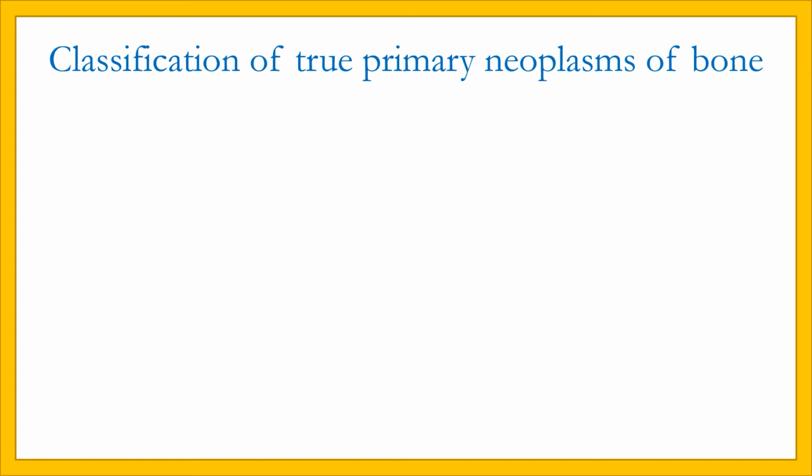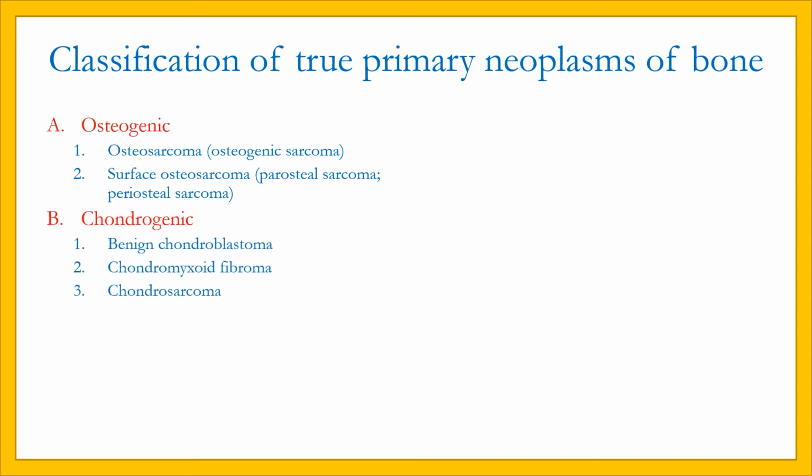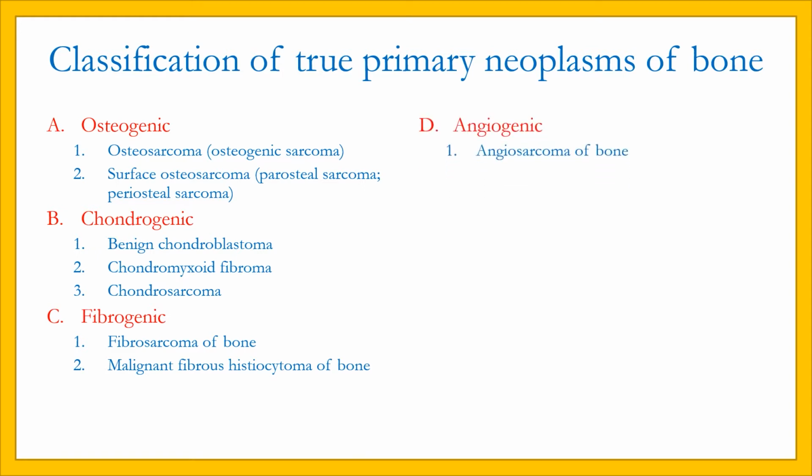Classification of true primary neoplasms of bone. A. Osteogenic: 1. Osteosarcoma or osteogenic sarcoma. 2. Surface osteosarcoma or periosteal sarcoma. B. Chondrogenic: 1. Benign chondroblastoma. 2. Chondromyxoid fibroma. 3. Chondrosarcoma. C. Fibrogenic: 1. Fibrosarcoma of bone. 2. Malignant fibrous histiocytoma of bone. D. Angiogenic: 1. Angiosarcoma of bone.